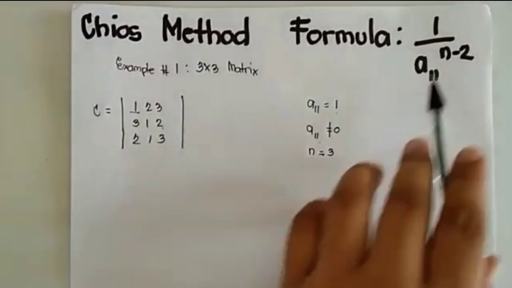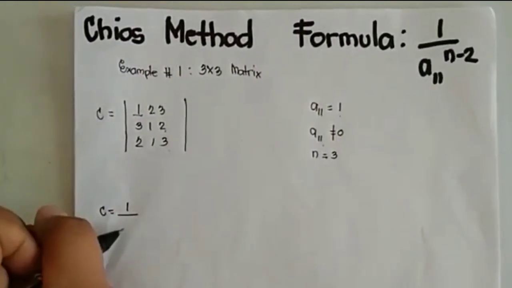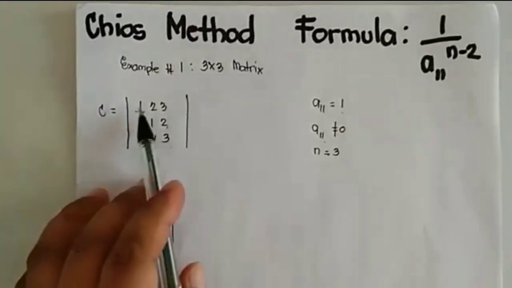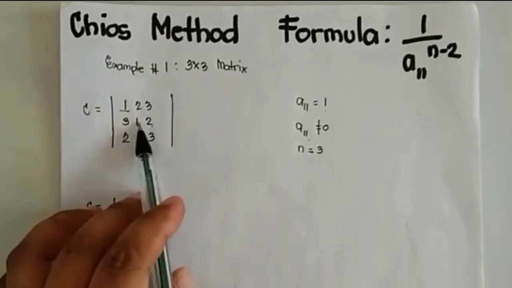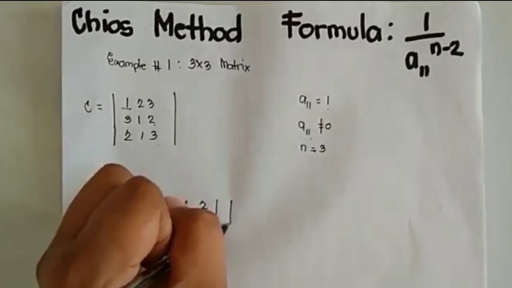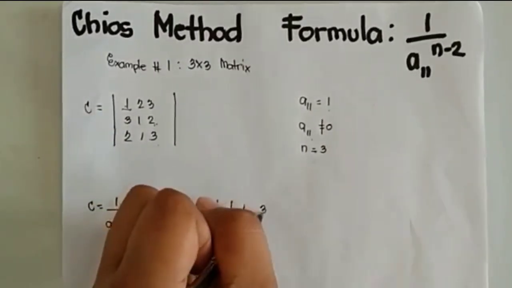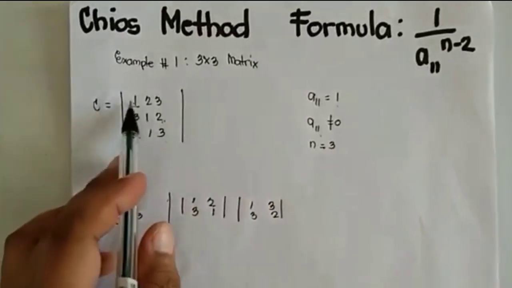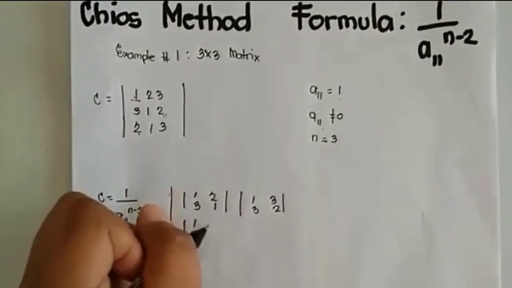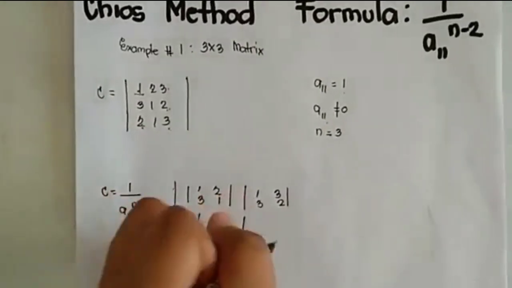So we have to get the formula. C is equal to 1 all over a11 raised to n minus 2. Next, we have to group the data for the first row and the second row. 1, 3, 2, 1. Next, first row and last row. 1, 3, 3, 2. Next, first and last, and on the second. 1, 2, 2, 1. And then first, and then the last one.